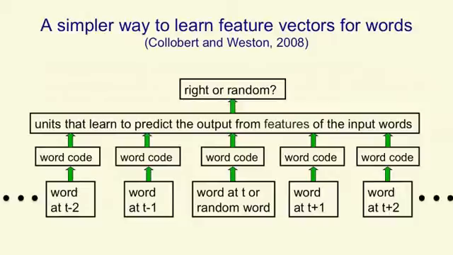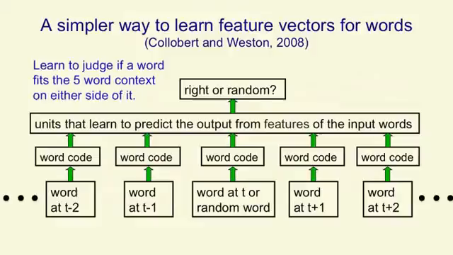The neural net works the same way as before. We map the individual words to feature vectors, these word codes, and then we use the feature vectors in the neural net, possibly with more layers in the neural net, to try and predict whether this is the right or wrong word for that context.